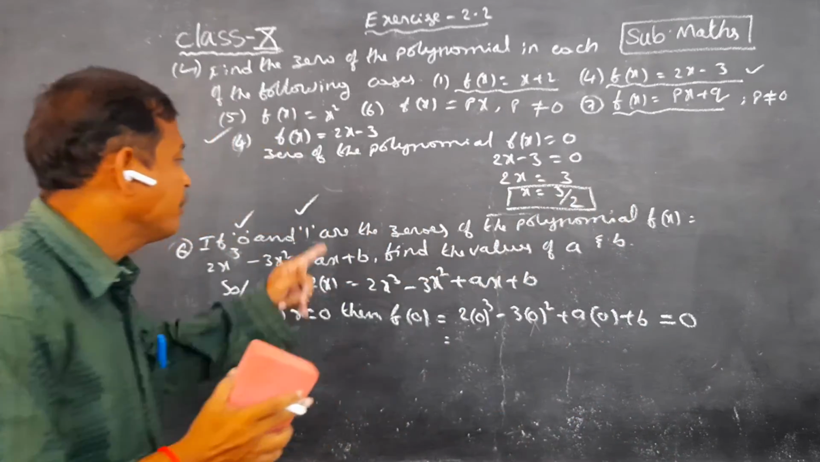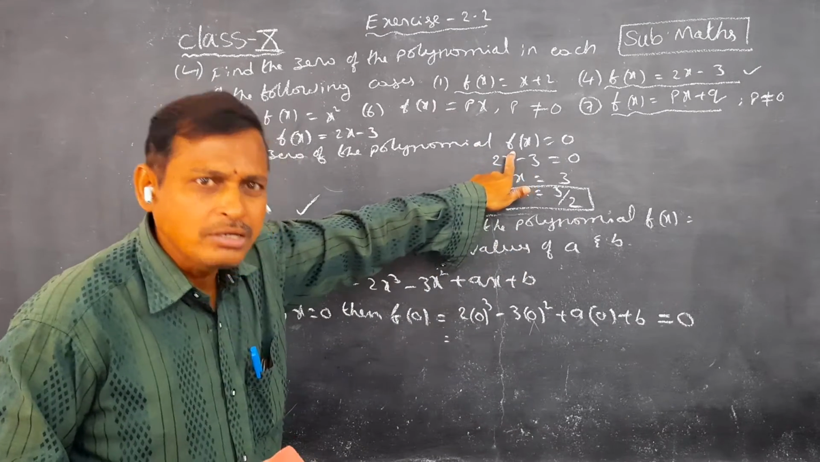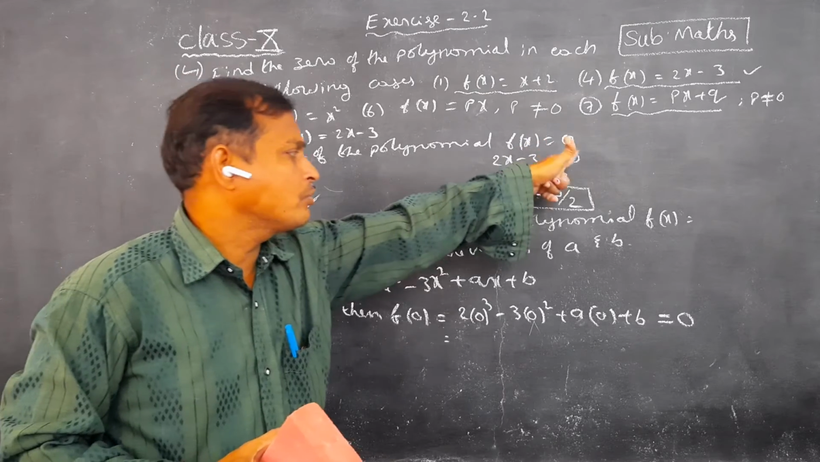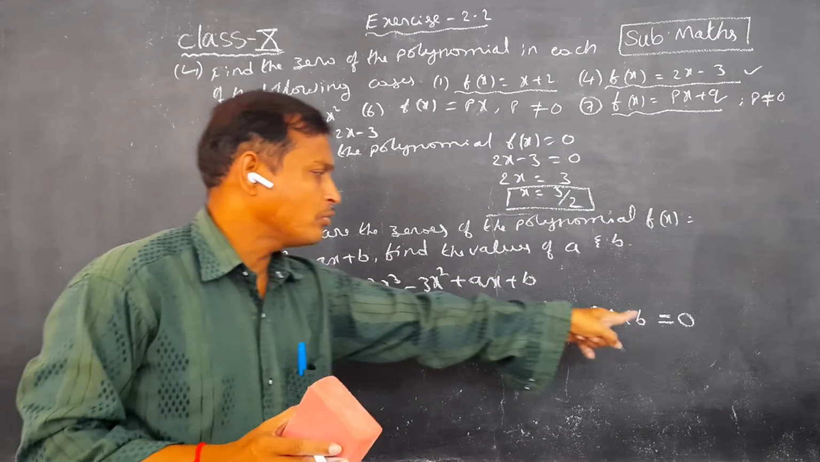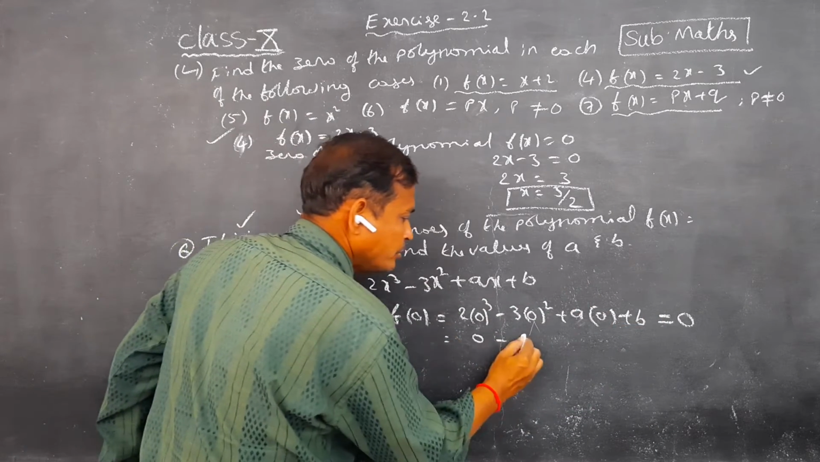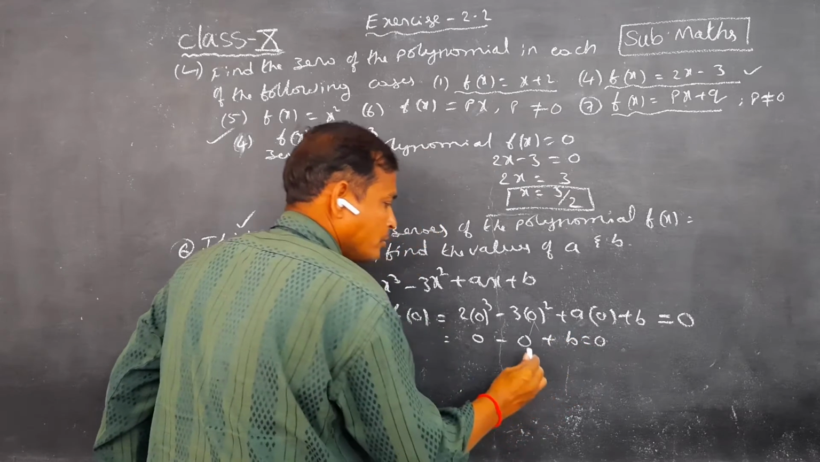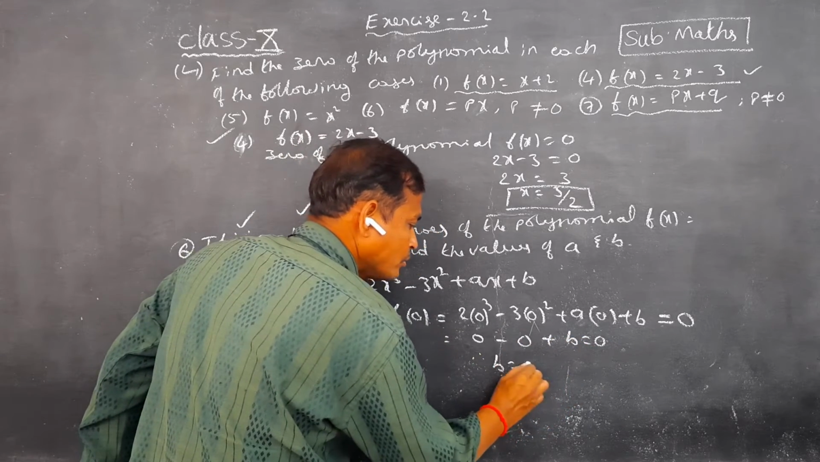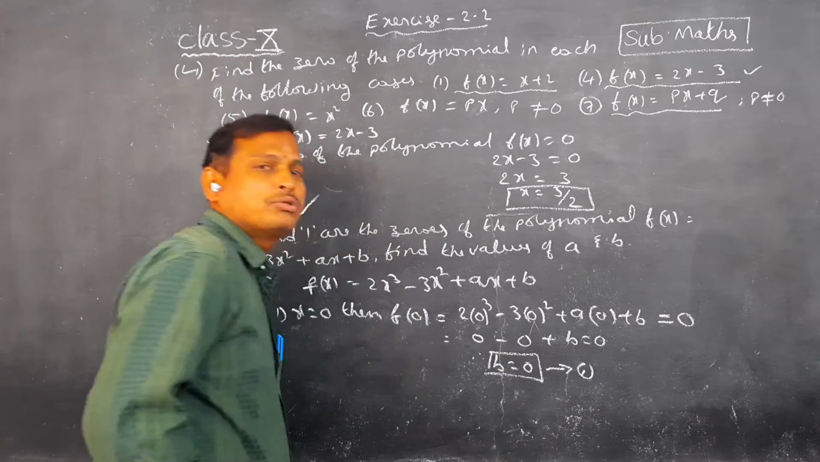Why? Because in the given question, 0 of the polynomial. What about the formula, children? Yes, f of x is equal to 0. So the polynomial is equal to 0. We should put it equal to 0. So 0, 0, plus a into 0, 0, plus b is equal to 0, children. So therefore b is equal to 0. This is the first equation, children.